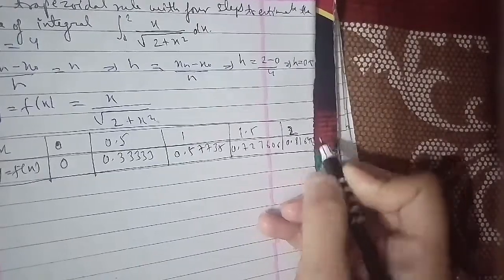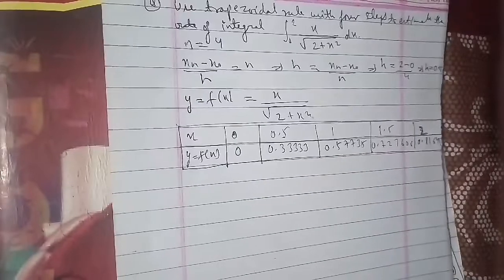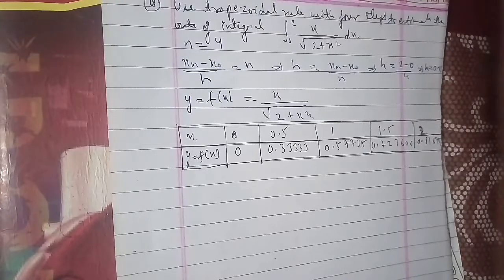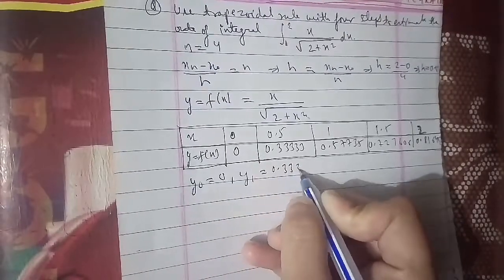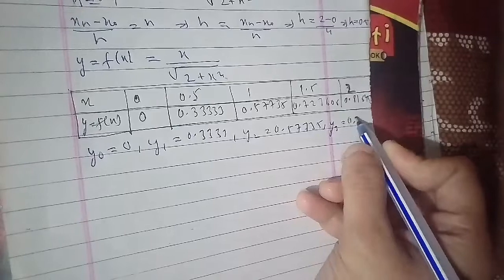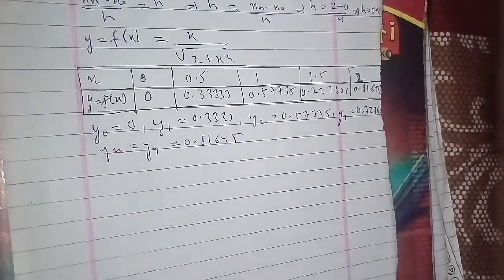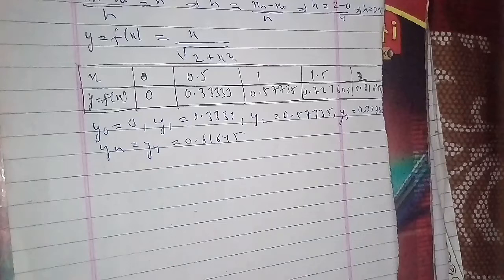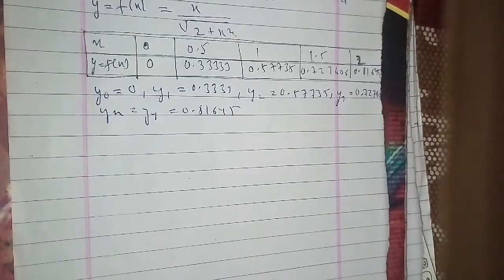On the same basis, y0 equals 0, y1 equals 0.3333, y2 equals 0.57735, y3 equals 0.727606, and yn equals y4. So we discuss here the values.